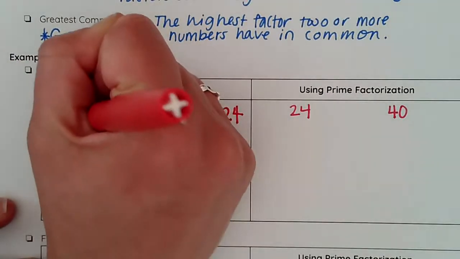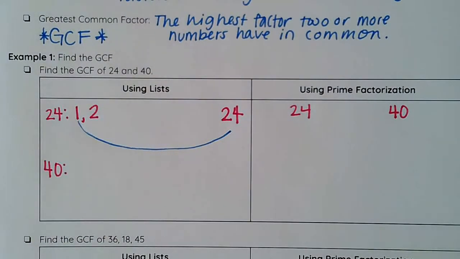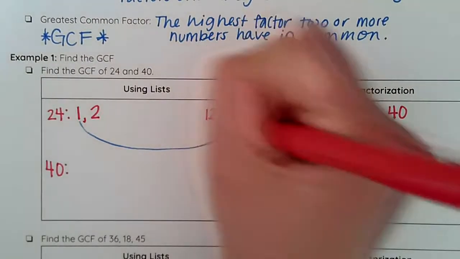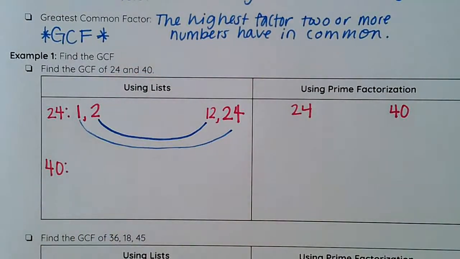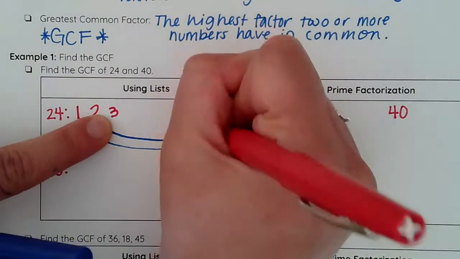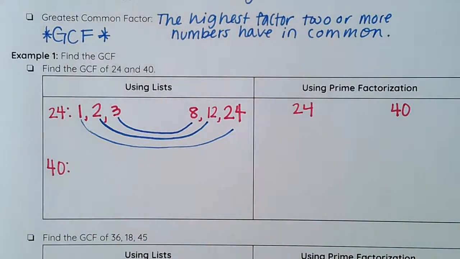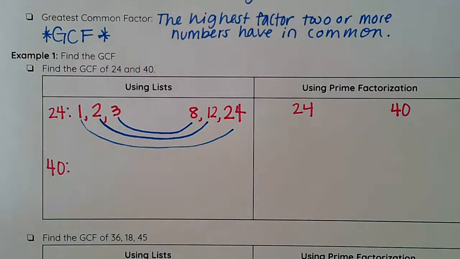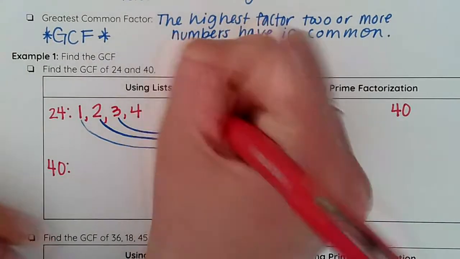Then I just go up in order. What comes after 1? 2. Does 2 go into 24? It sure does. 2 times 12. Again, if I would like, I can connect that with a little rainbow arc right there. 1, 2, 3. Does 3 go into 24? Yep. 3 evenly goes into 24. If I multiply 3 by 8, I will get 24. I go up to my next number, which is 4. Yep. 4 times 6 equals 24.